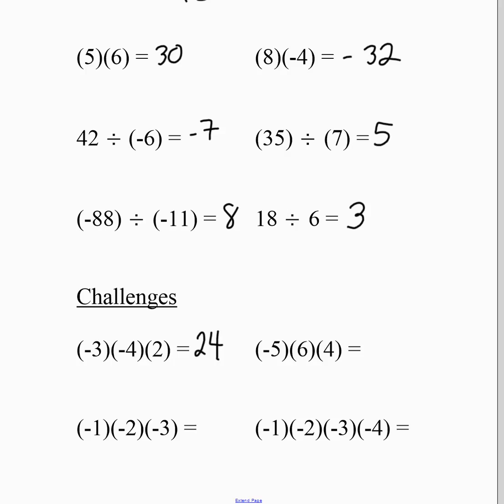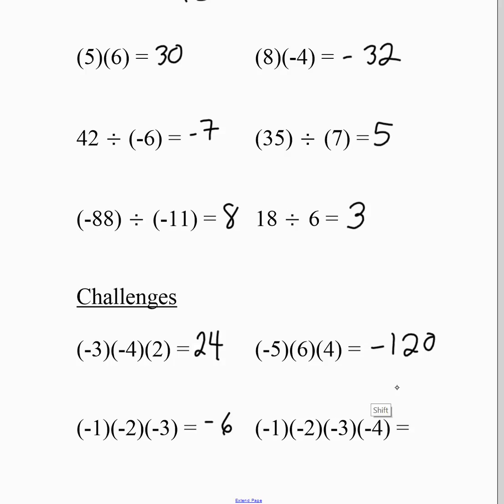Now this one, I have 1 negative sign. So remember, 1 negative sign means that my answer will be negative. And then all I have to do is think, what's 5 times 6 times 4? And that's going to be 120, and it just happens to be negative. This one, I have 3 negative signs. So again, 3 negative signs will result in a negative answer. And then all I have to do is what's 1 times 2 times 3? So I get 6, and I just make it negative 6.